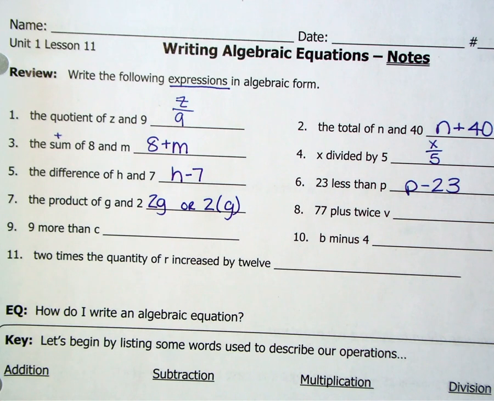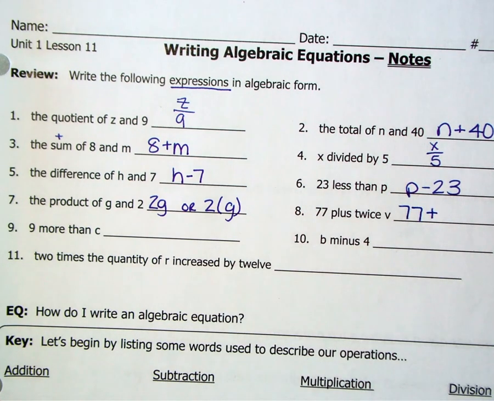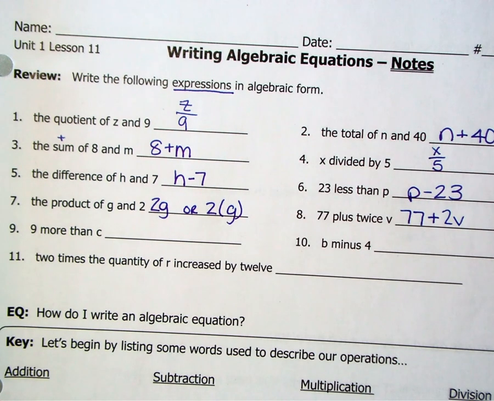Yeah. All right, number 8, 77 plus twice v. What does that plus tell me? That it's positive. What operation? Addition. So we would have 77 plus twice v. What does that mean? 2v. How do you know it's multiplication? Because twice is double. Could we write it a different way? You could do it as 77 plus v plus v. You could. Makes it super complicated.